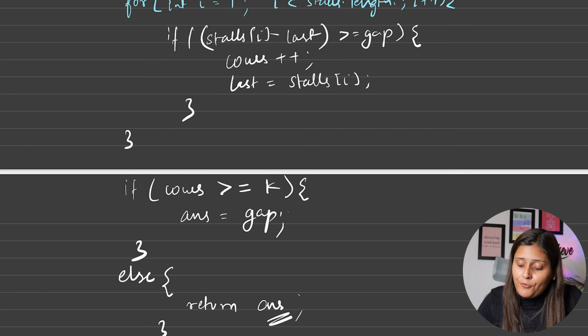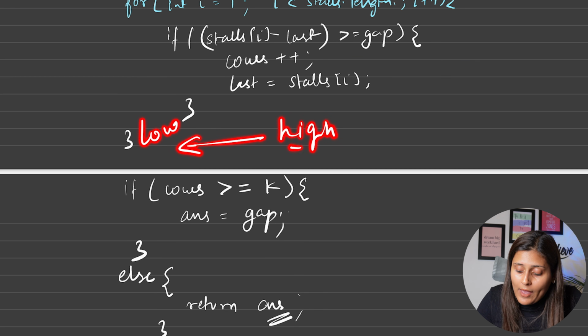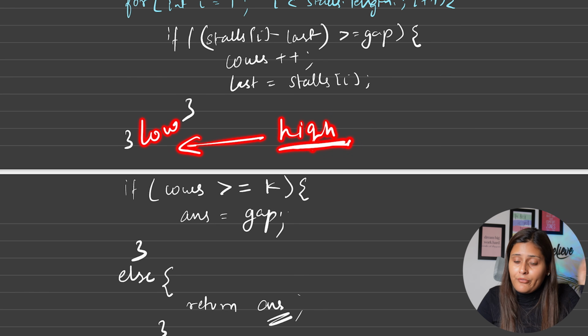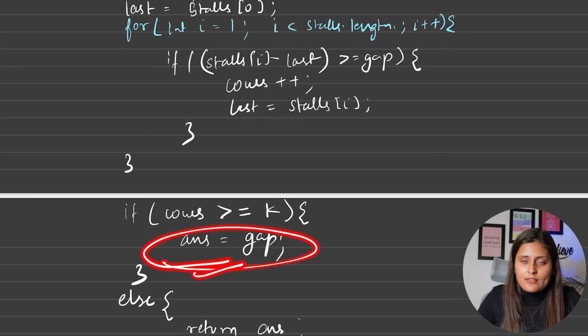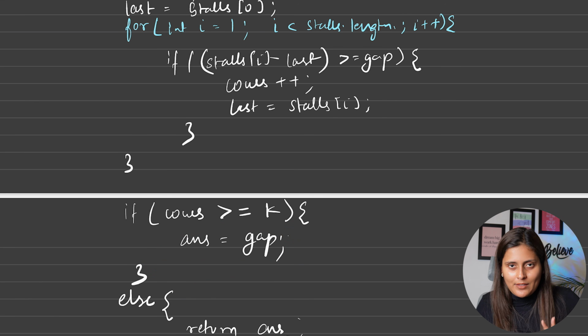But if you are coming from a higher side to lower side, for every higher case it will fail, and the very first answer which hits and makes it true, that will be our final answer. So we need not save in the answer variable, we can simply return the gap then and there.